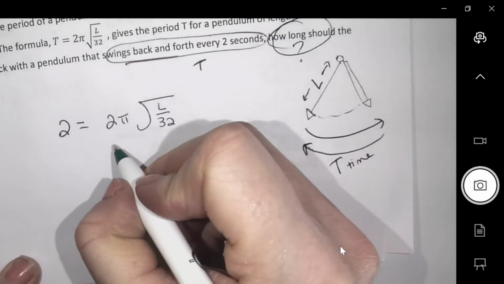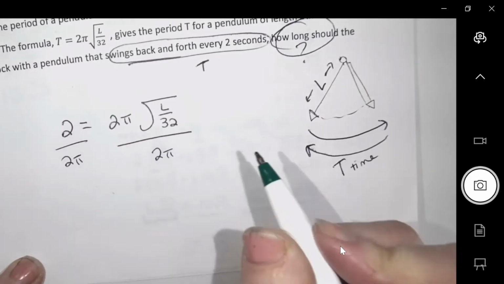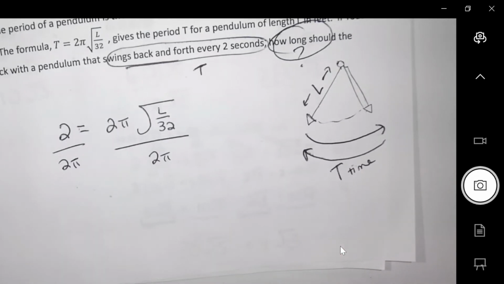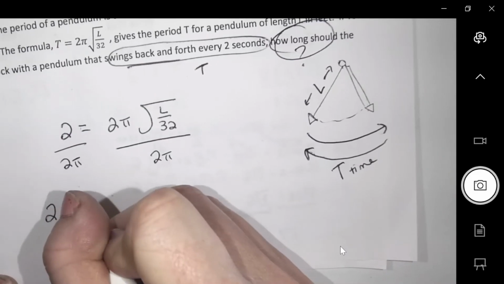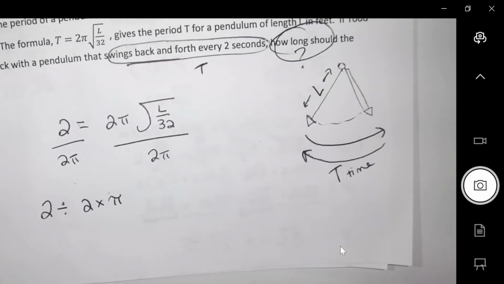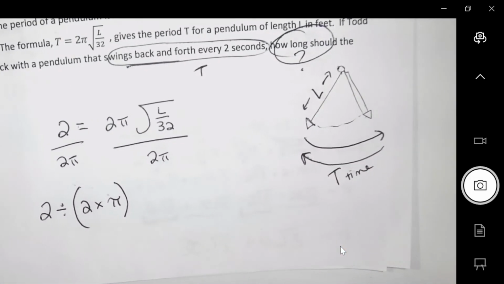Okay, algebraically, I'm going to divide by 2 pi. Now, in your calculator, I don't want you to be tricked. This is wrong if I type it like this. What does it do wrong? I need brackets. Does that make sense? Whenever you're dividing, make sure you're dividing by the whole thing if you need to.